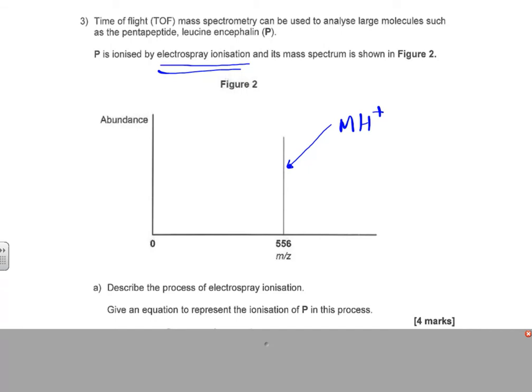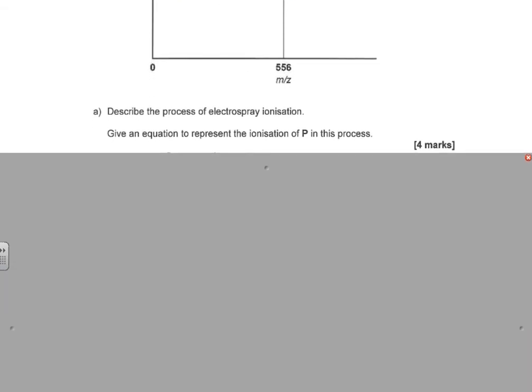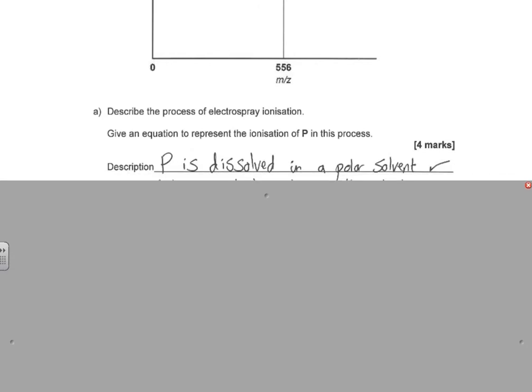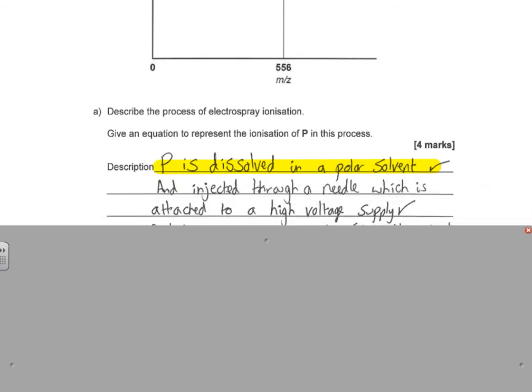And that's where electrospray ionisation comes in, and the first part expects me to recall how this type of ionisation takes place. So of course if I go to atomic structure, the first topic we did part 1, you will see this written down. What we need to do is dissolve our compound P in a polar solvent. Let me highlight the marks as we go through them. So P is dissolved in a polar solvent, and it's injected through a needle, but that's not quite enough detail. You need to say that it's injected through a needle and that needle is attached to a high voltage supply.